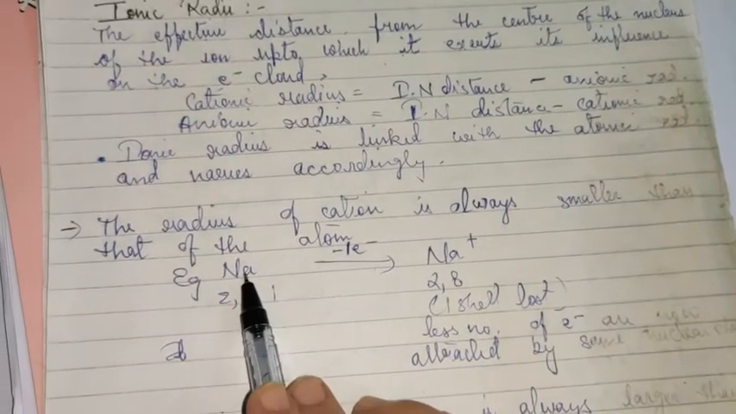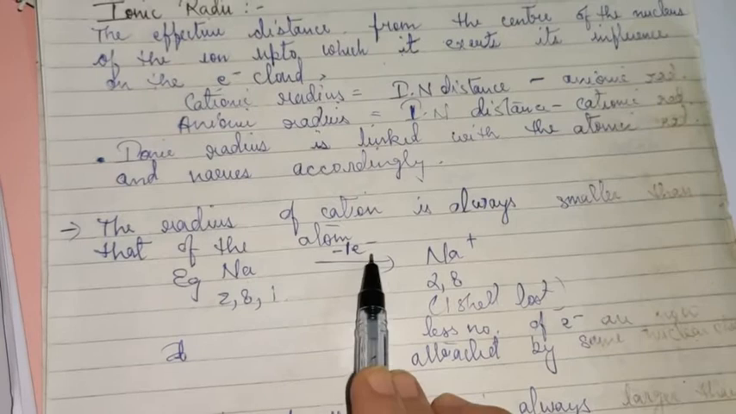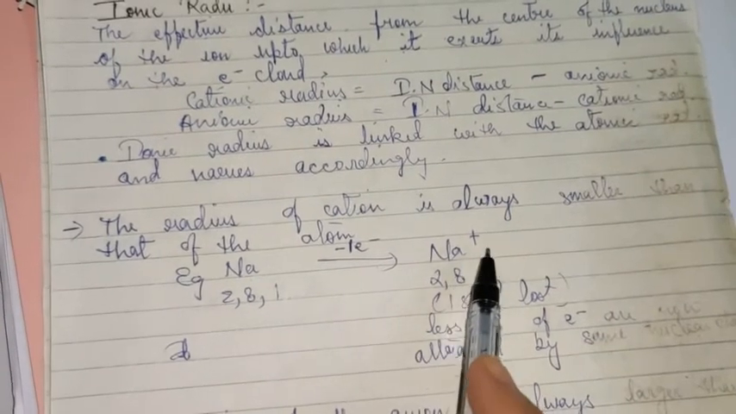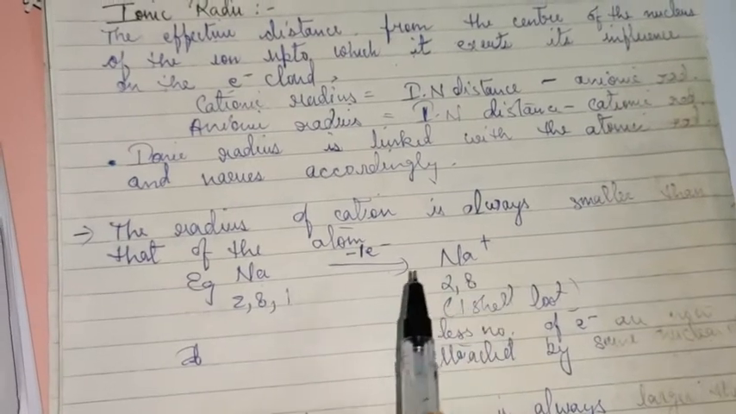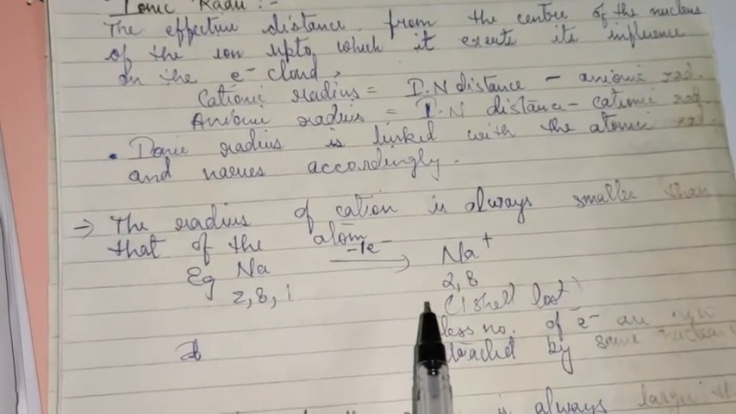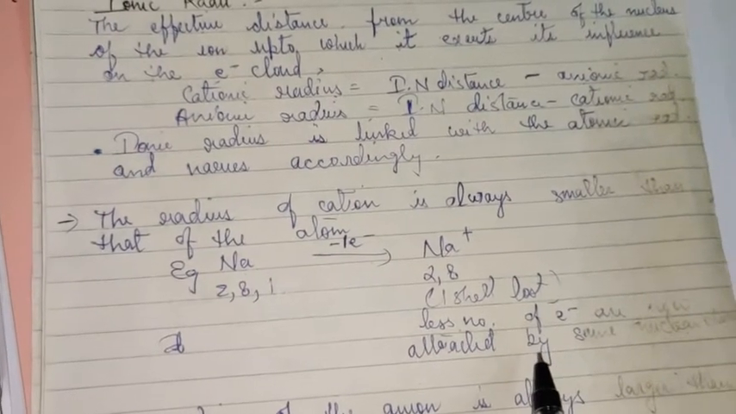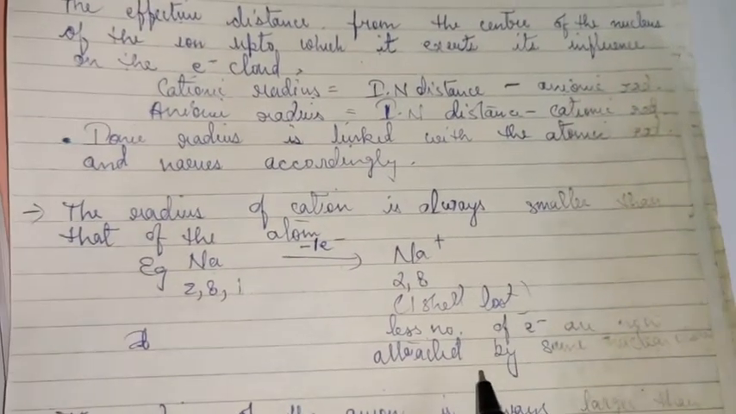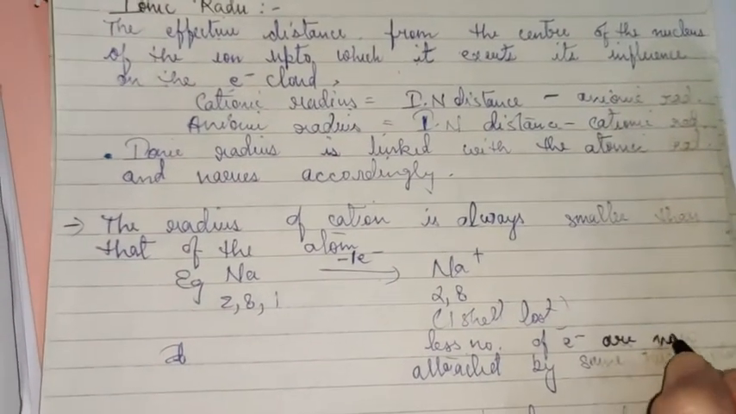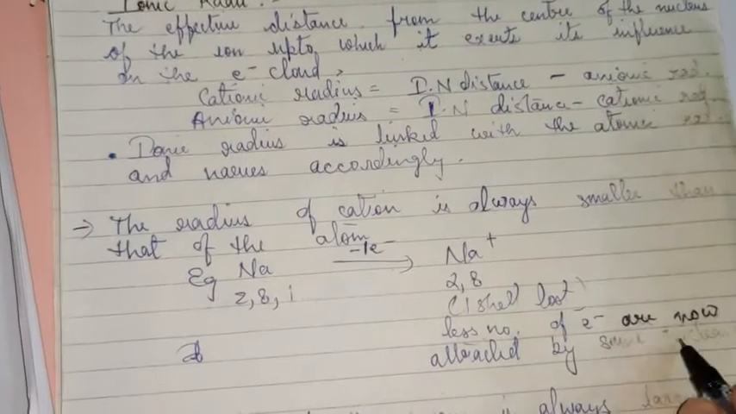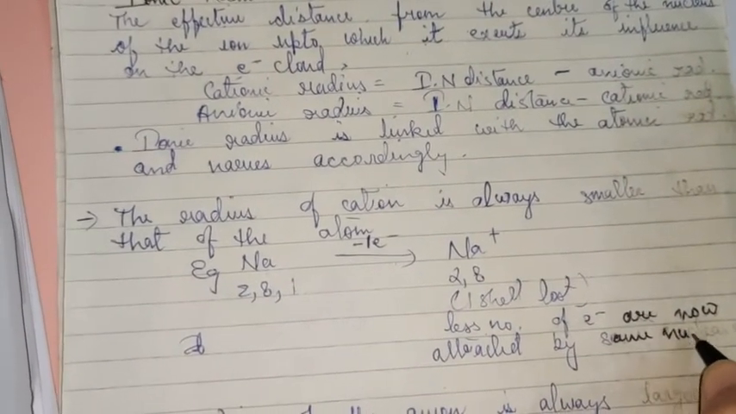So in case of sodium, you can see here 2, 8, 1 is the electronic configuration. After loss of one electron, it becomes 2, 8. Now it is a cation. Since one electron has gone, one shell has been removed. Now what happens? The lesser number of electrons are now attracted by the same nuclear charge. Okay, less number of electrons are now attracted by the same nuclear charge.